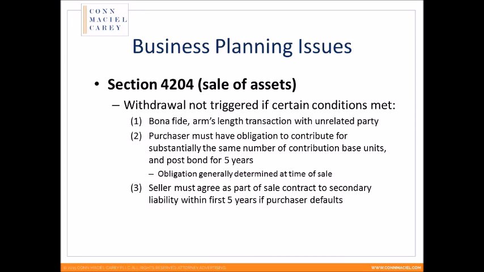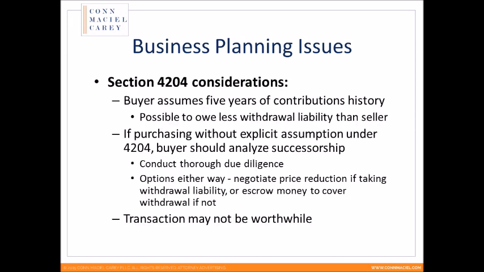And the purchaser has to post a bond for 5 years, and then the third prong is the seller has to agree as part of the sale contract, that has to be in the asset purchase agreement, to secondary liability within the first 5 years. So even if you sold your business and complied with 4204, if the purchaser defaulted on that obligation, the fund would come back to you through that Section 4204 agreement. You can apply with the PBGC to avoid posting a bond as a purchaser, if that's approved.